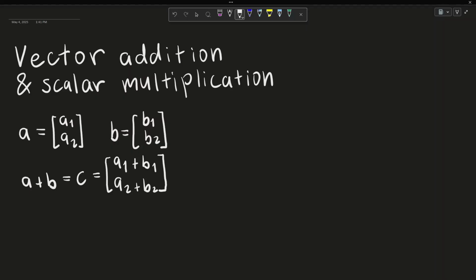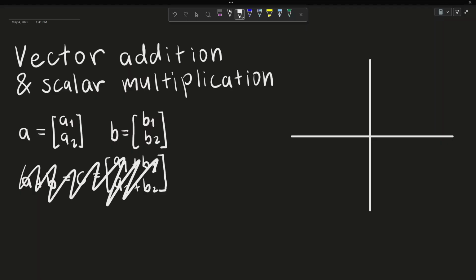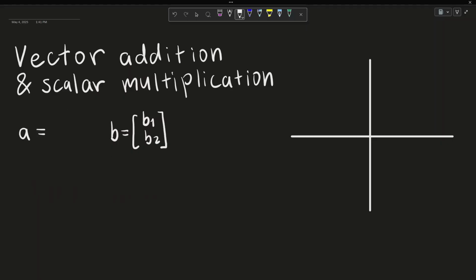And so what does this look like geometrically? If we were to draw a graph in 2 dimensions and create 2 arbitrary vectors, let's now assign real values to A and B. So let's say that vector A is equal to 2, 1. And then vector B is equal to -1, 3.